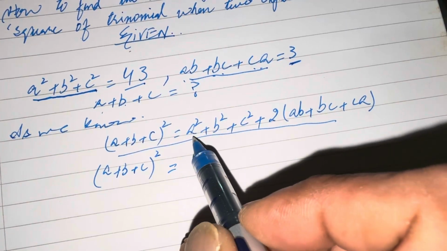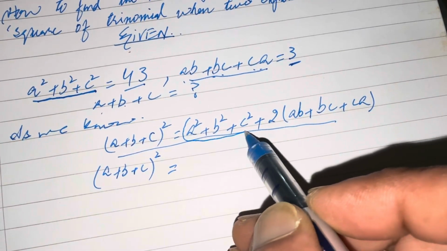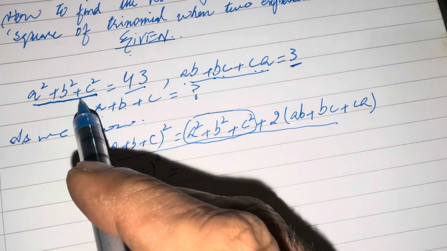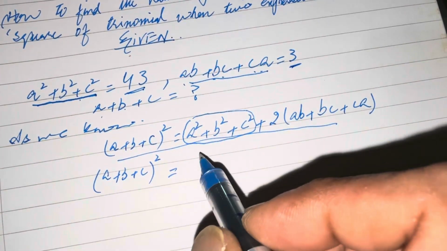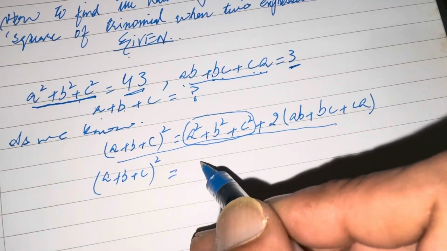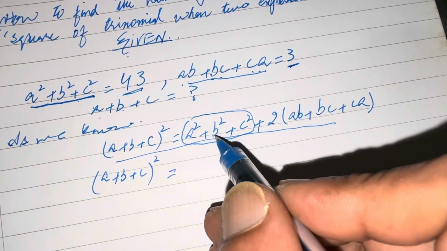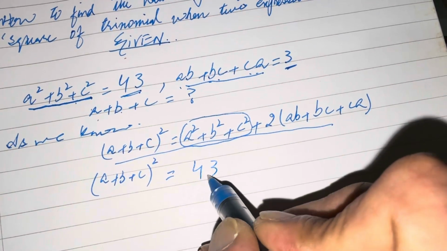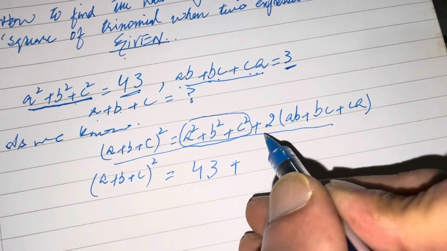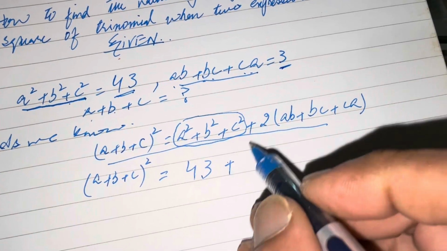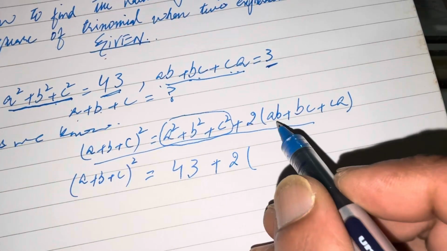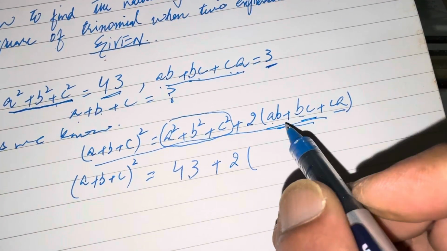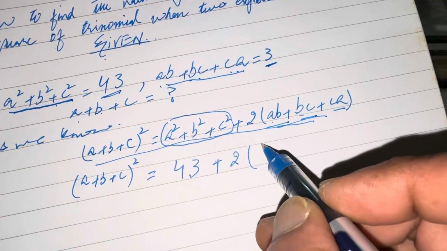And then if you see this expression, a square plus b square plus c square is given as 43. So we will put the value of a square plus b square plus c square as 43. Then plus sign this one, 2 into ab plus bc plus ca. The value of this expression is also given as 3, so we will write 3 over here.